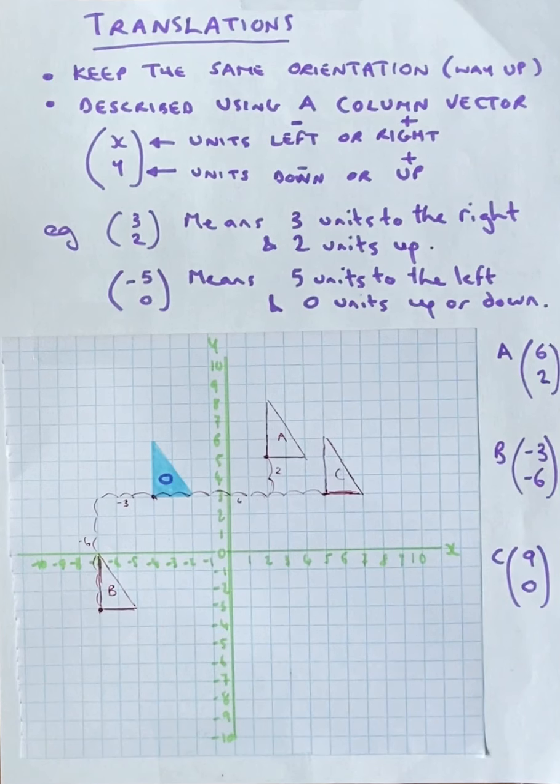So if you look on my grid, I've got 4 triangles now drawn. They're all the same way up because they've been translated. So translation means that the orientation stays the same, that your shape won't change in terms of it being reflected or rotated. It's going to stay the same way up, it's just being moved. And we move a translation using a column vector.